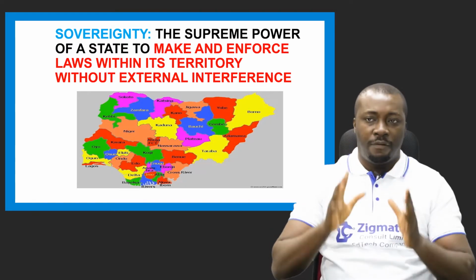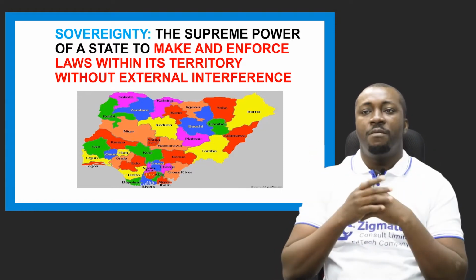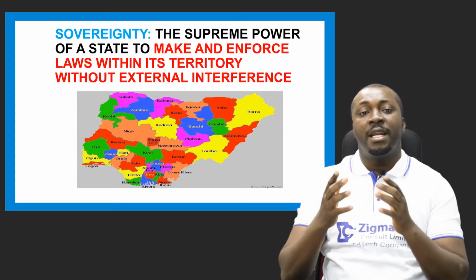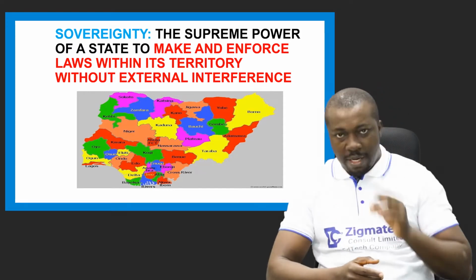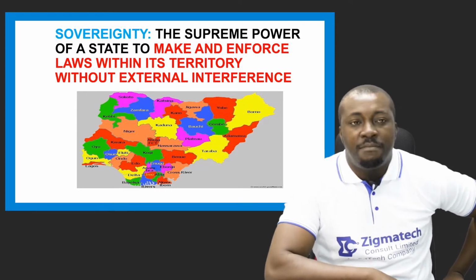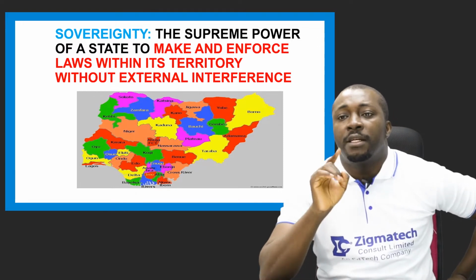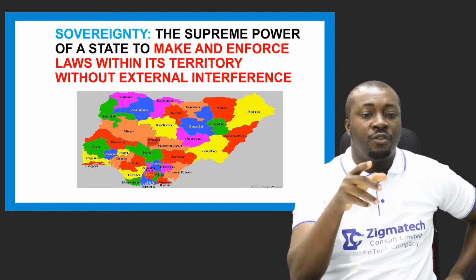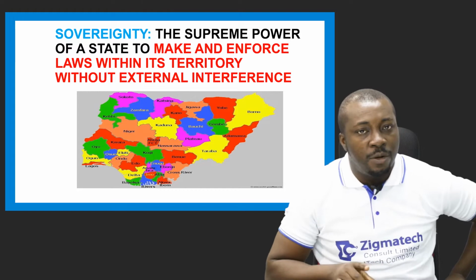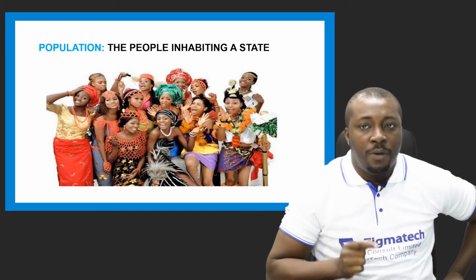One is what we call sovereignty. Sovereignty refers to the supreme power of a state to make and enforce laws within its territory without any form of external influence or interference. Meaning that the state has the right or power to take any decision that affects members of the state in the territory. And no other country or international body has the right or the power to stop them from whatever they want to do within its territory. But this power does not go out of that territory. That is sovereignty.